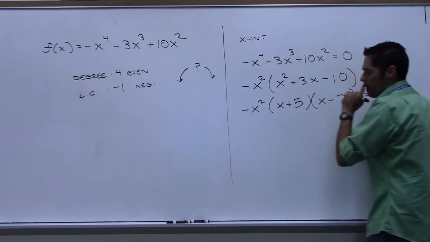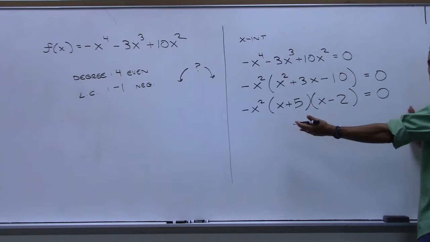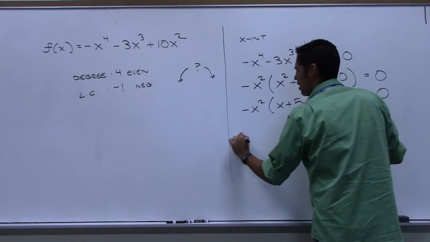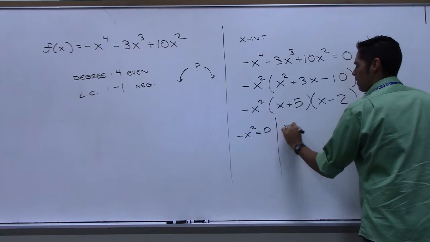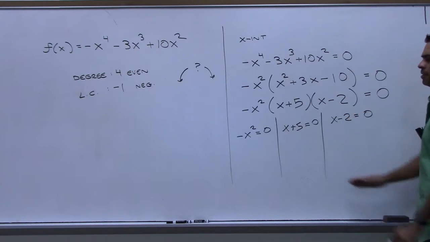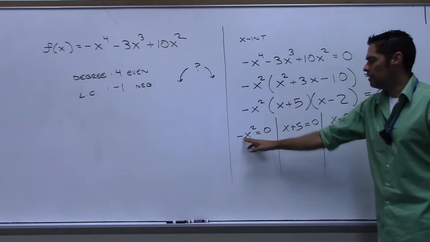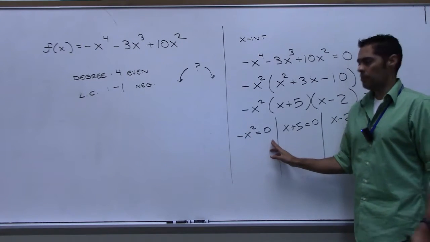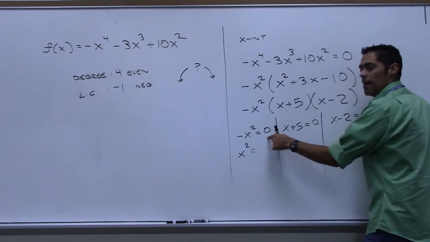So how about this one? What do I do with that negative? Right here? You want me to set it equal to 0 first? Okay, I can do that. And then I'll set x plus 5 equal to 0. Then I'll set x minus 2 equal to 0. So I'm setting each of the 3 factors equal to 0. And then you were saying to get rid of the negative, just divide both sides by negative 1. Right, if I divide this by negative 1, I get x squared. 0 divided by negative 1 is still 0.